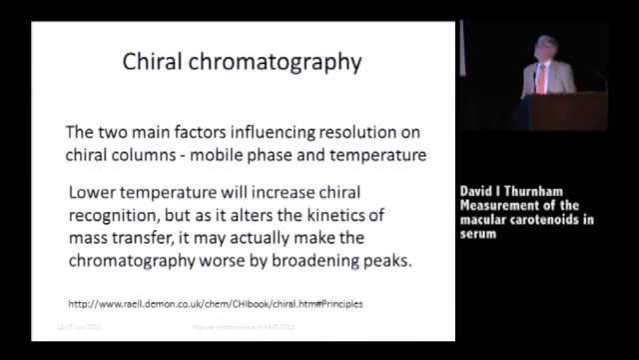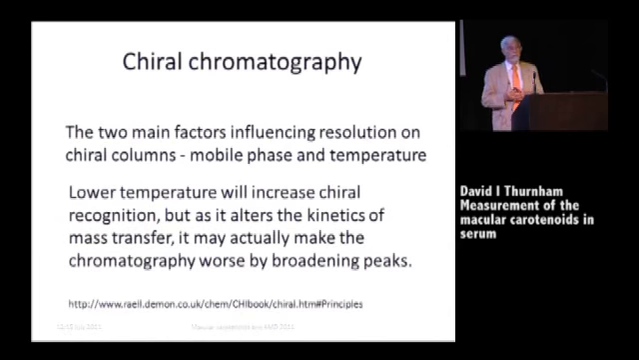Now, the two main factors influencing resolution on a chiral column are the mobile phase that you use and temperature. Low temperature will increase the binding of the enantiomer, or the stability of the complex with the solid phase, but it's suggested that it may actually make it worse. In fact, you get overlap of your system and broadening of the peaks. So in fact, it's a question of finding out what is the best system. For us, we found that 15 degrees gives us a reasonable flow rate of the compounds and gives us a reasonable separation.